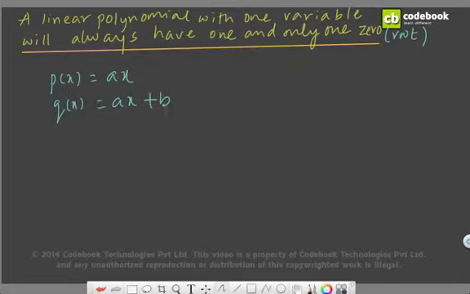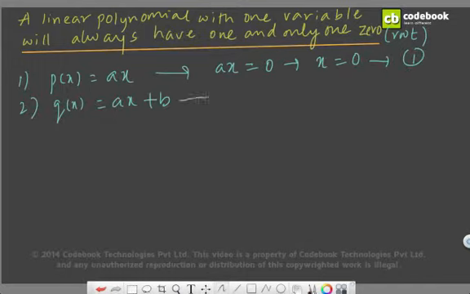So let's try to calculate the zeros for the first and second polynomials. In this case, if ax is equated to 0, we know that for x equal to 0, this polynomial would be 0. So there is only one root or 0 for this polynomial. In the second case, if we equate ax plus b equal to 0, we end up with x equal to minus b by a. Again, we have only one root for this polynomial where x equal to minus b by a. So a linear polynomial with one variable will always have one and only one zero.